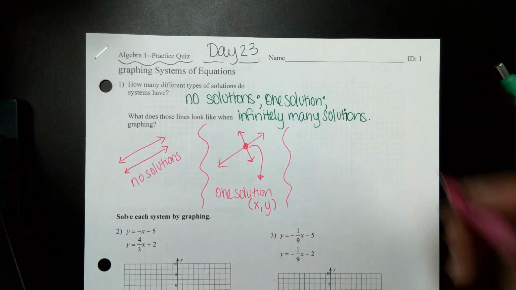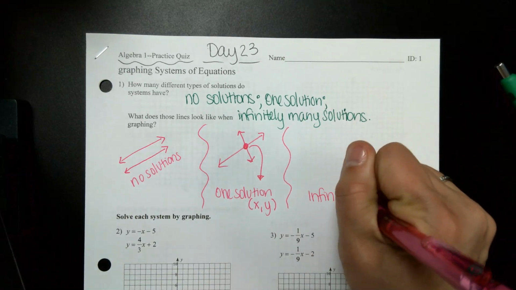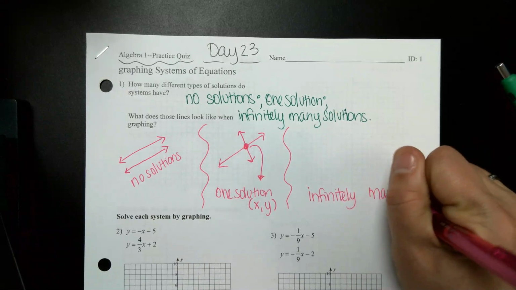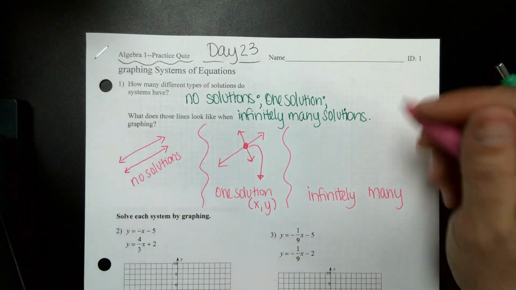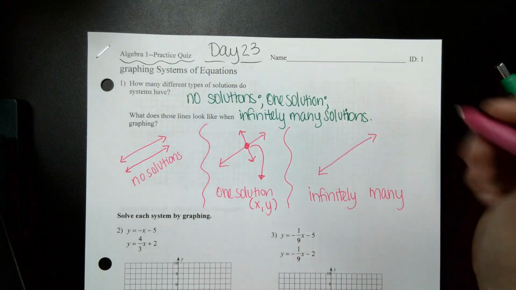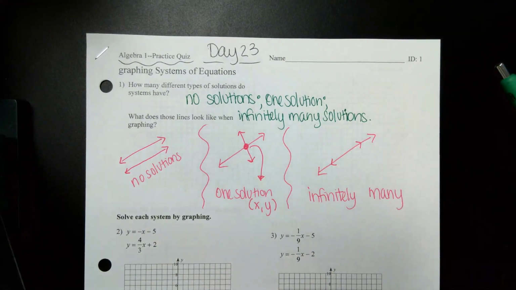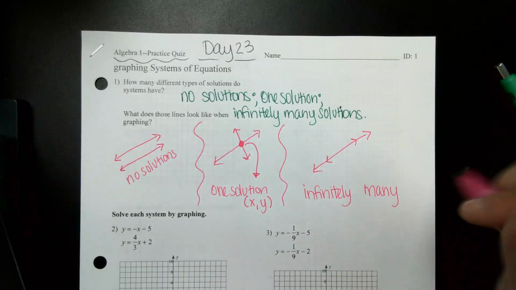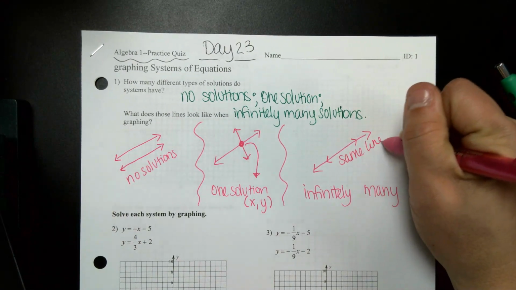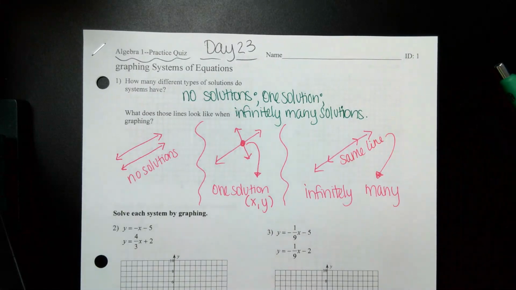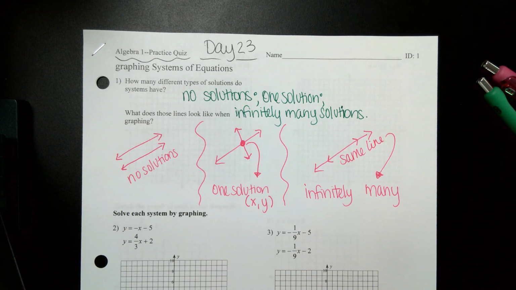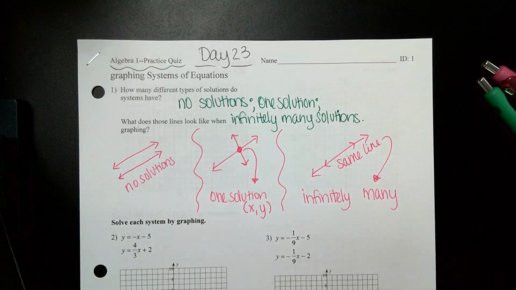And then for the infinitely many, it has to be the exact same line twice. So you'd have a line, and then when you graph the second one, it falls right on top of it. So these two would be the same line, meaning that there are infinitely many solutions. Okay? That same question you are going to see again on Monday on your quiz. So you need to make sure that you have those written out and you have everything drawn there on the second part.